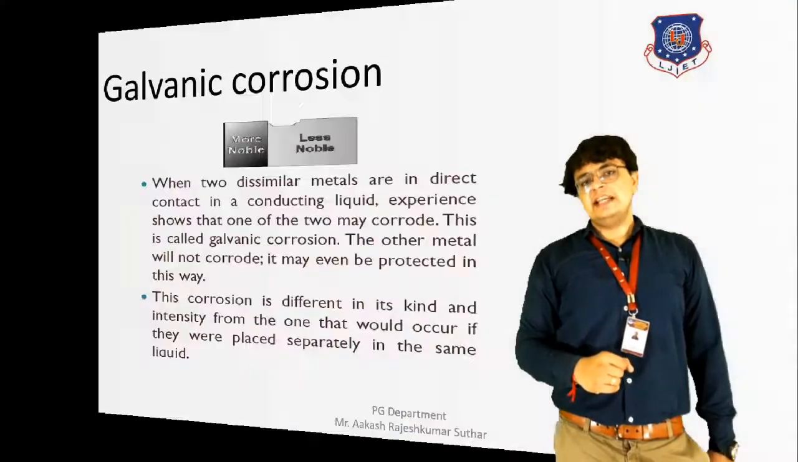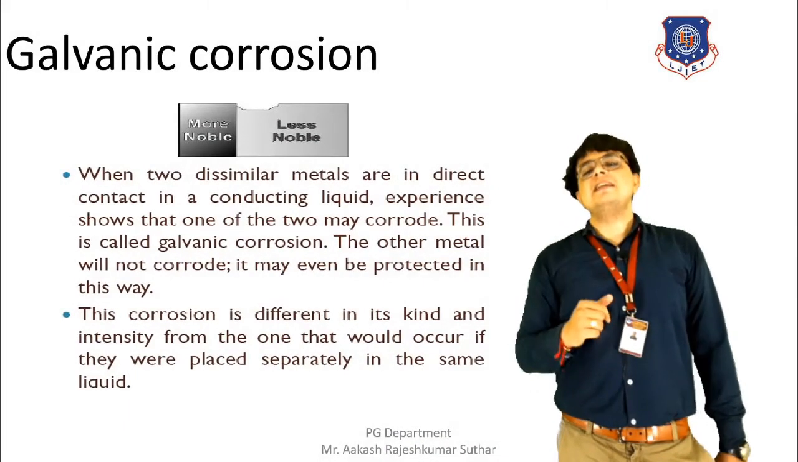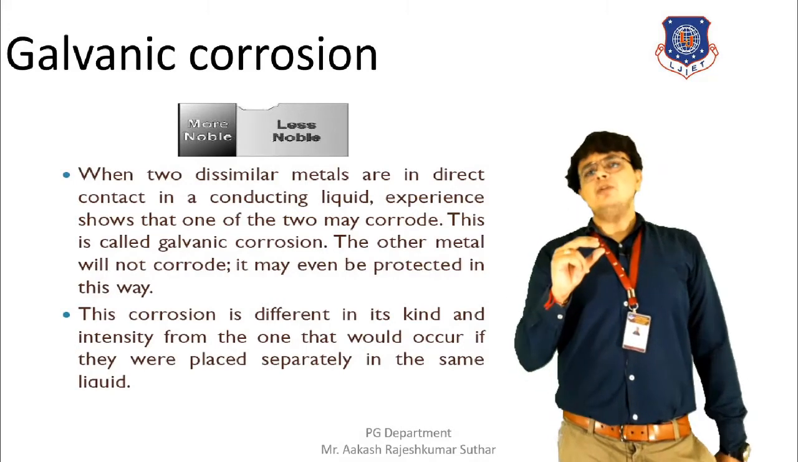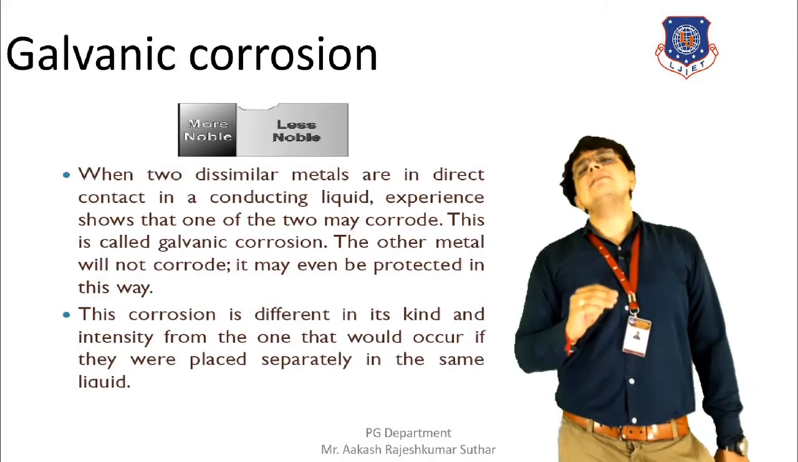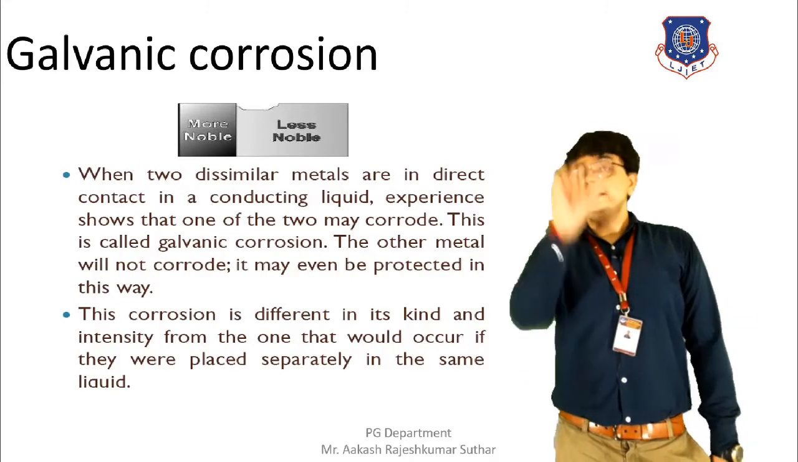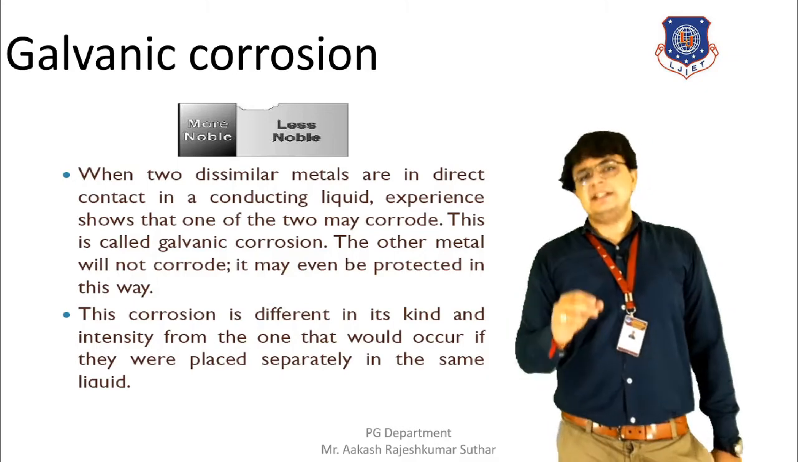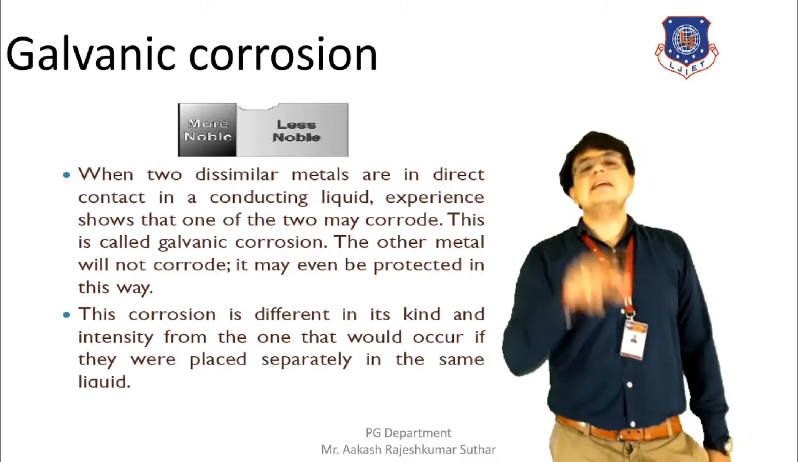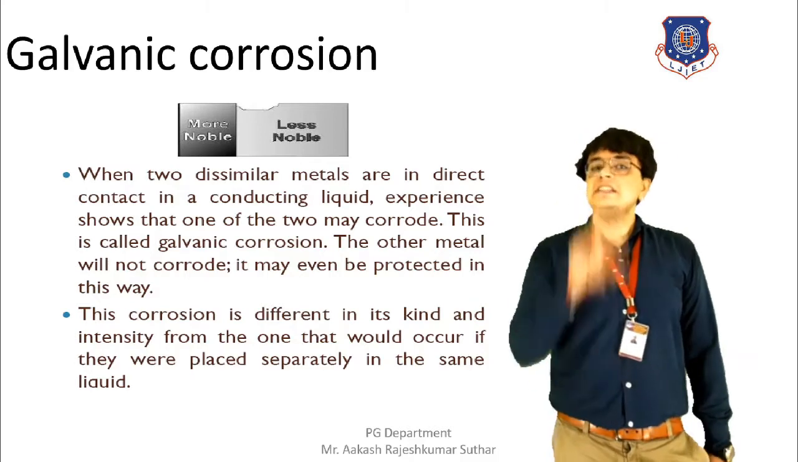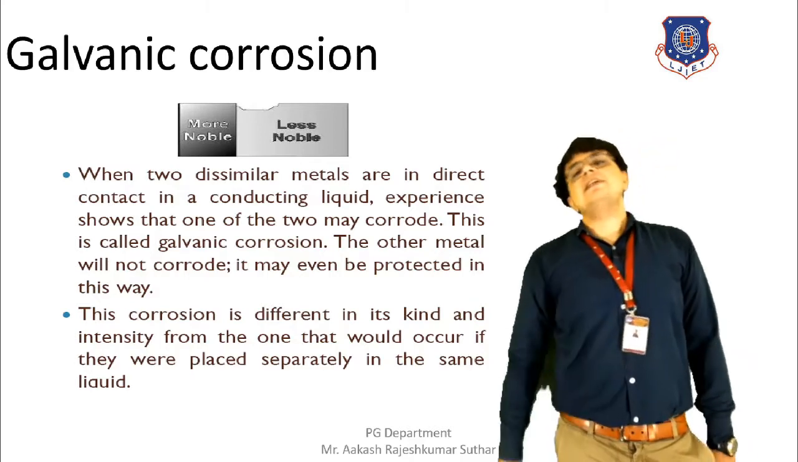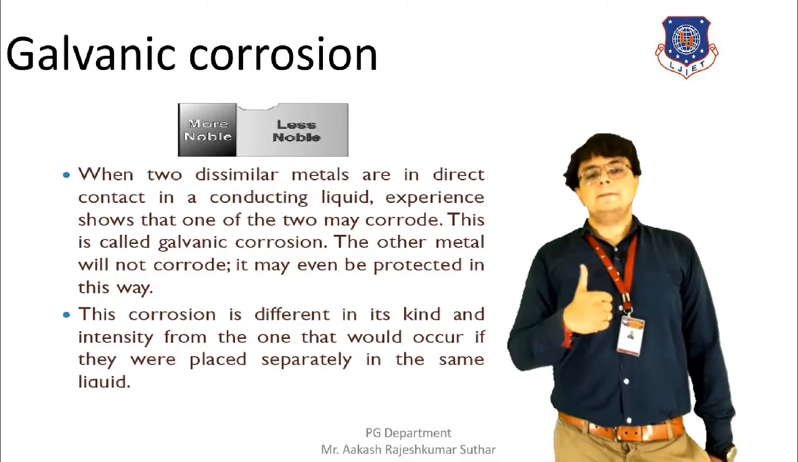Moving towards the next type of corrosion, that is the galvanic corrosion. Here, the key component is the dissimilarity in the materials. When two materials have different properties, or we can say two dissimilar materials are dipped in the same solution, then under such conditions, galvanic corrosion will occur.